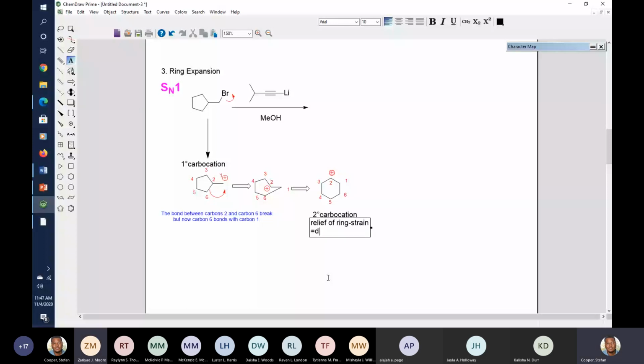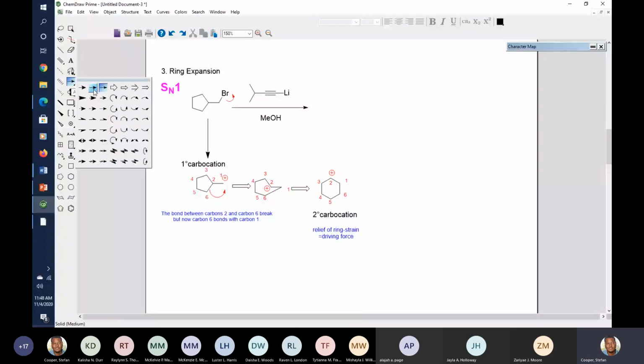So this is going back to the chair and all that stuff like that? Yep, you can draw a chair here, but luckily you don't need to focus on that. But this is what governs this ring expansion, is that these rings are going to pop open if they can, because it alleviates ring strain. So I generate a carbon cation next to a 5-member ring. This ring pops open to form a 6-member ring. Now I have a plus charge on carbon 2. My nucleophile is now going to attack. Sorry, these are not the same arrows.